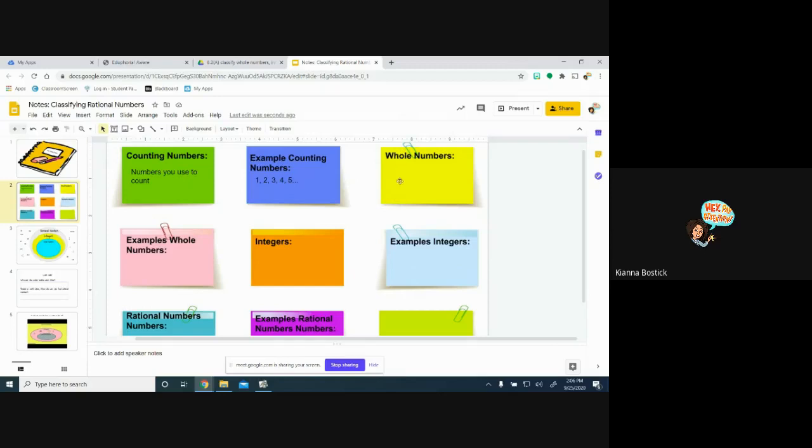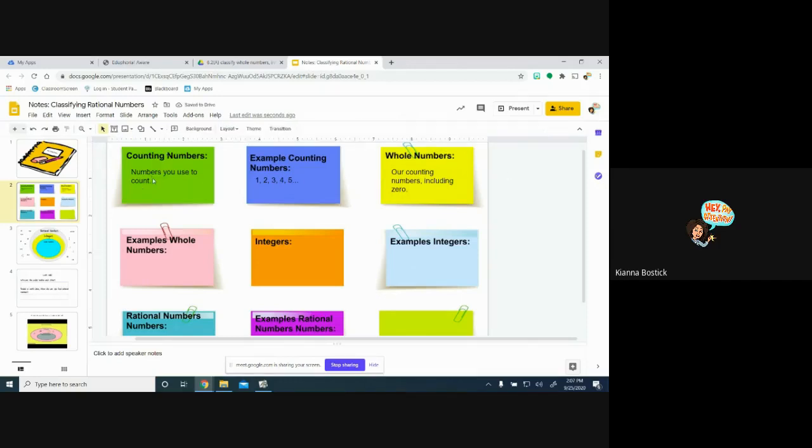Now, whole numbers are just like our counting numbers, except now we're including 0. So for whole numbers, we're going to say our counting numbers, comma, including 0, period. You want to make sure we still are using our punctuation. I'm going to add a period to the other one.